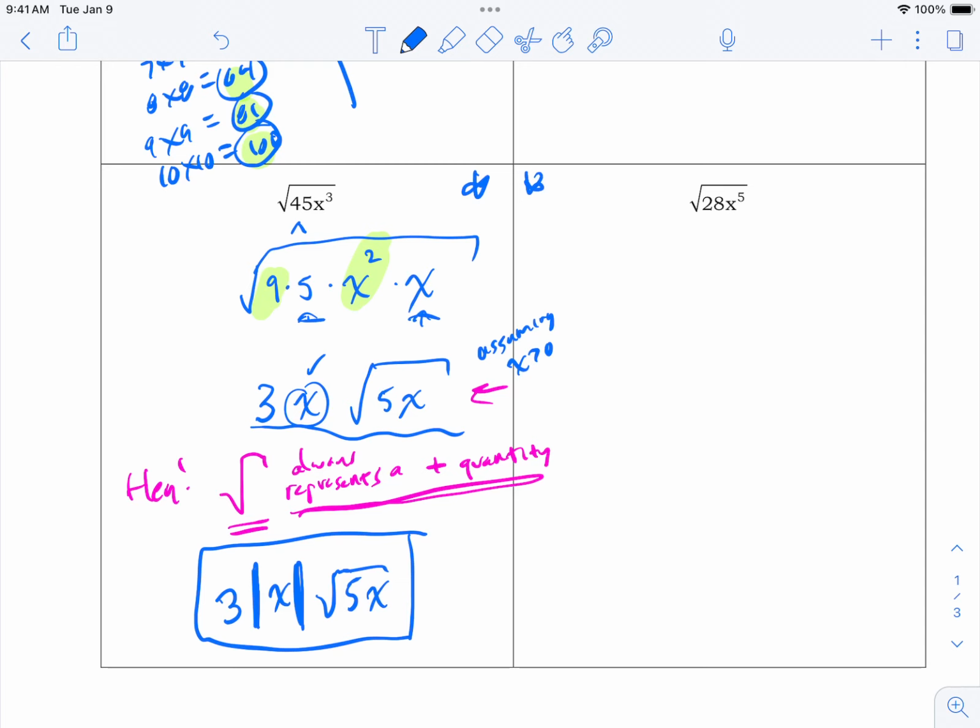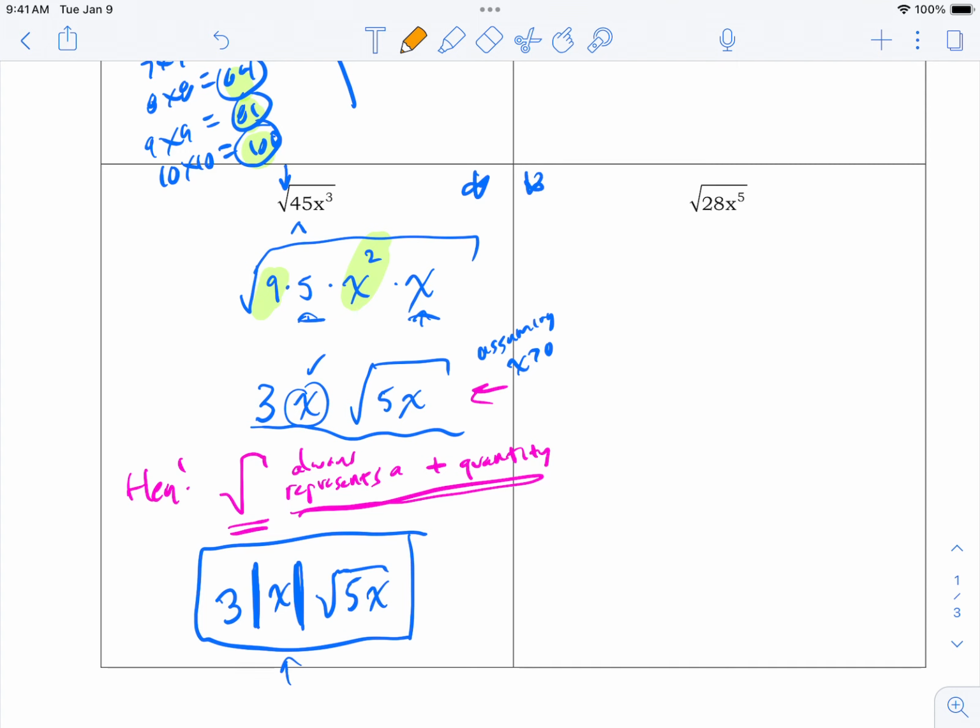So to make sure your answer is positive, because again, this symbol means positive, if you've got an x out here, put it in absolute value bars. What do you say we change colors and go to the next one?